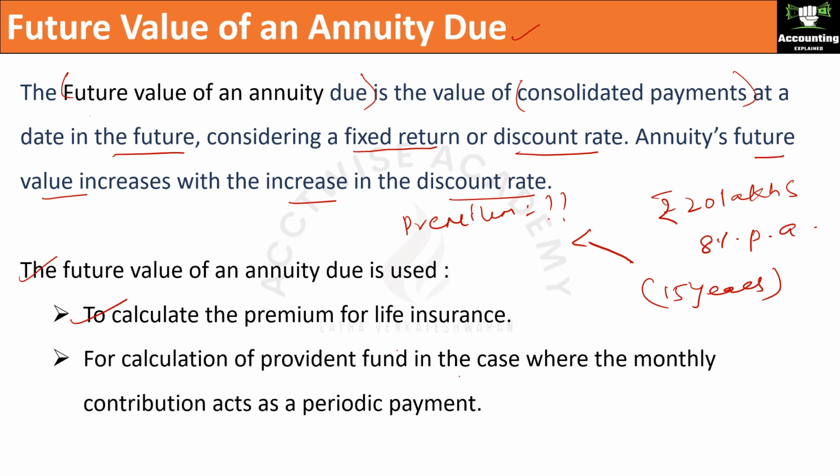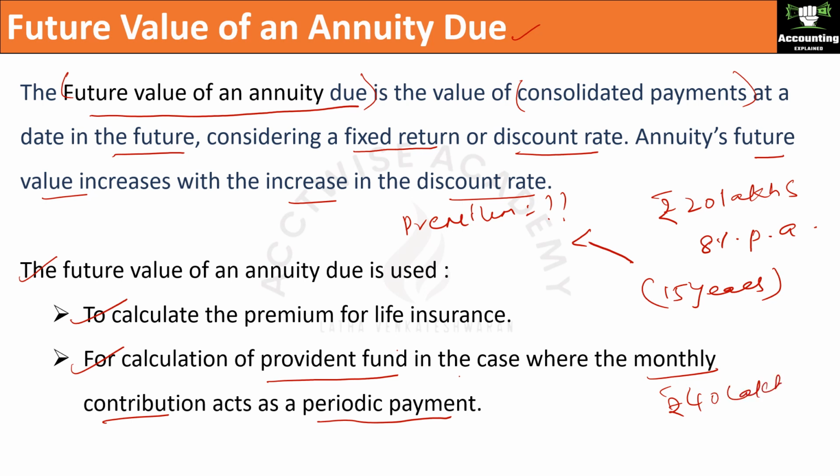That is what future value of an annuity due helps us to find out. Similarly, for calculation of provident fund, where the monthly contribution acts as a periodic payment. So when you retire, you want rupees 40 lakhs and you have 25 years of service still to go.